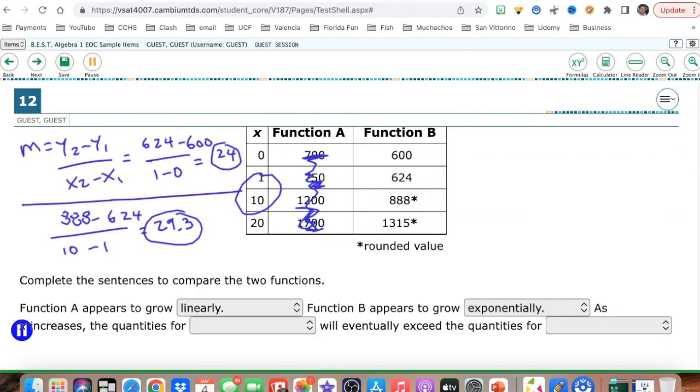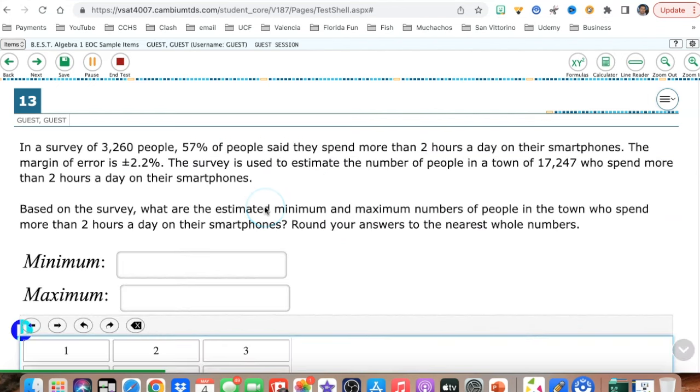So let's erase this. Let's read number 13. In a survey of 3,260 people, 57% of people said that they spend more than 2 hours a day on their smartphones. The margin of error is plus or minus 2.2%. The survey is used to estimate the number of people in a town of 17,247 who spend more than 2 hours a day on their smartphones.